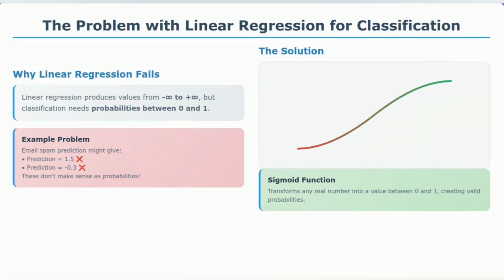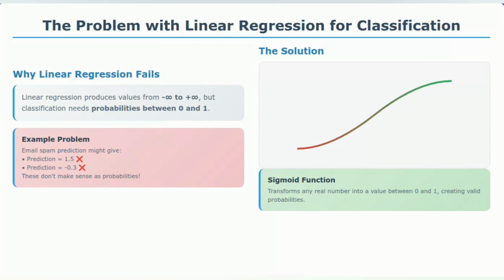You might wonder, why can't we just use linear regression for classification? Here's the issue. Linear regression gives us a straight line that can produce any value from negative infinity to positive infinity. But for classification, we need probabilities, values between 0 and 1. If we try to use linear regression to predict whether an email is spam, we might get predictions like 1.5 or negative 0.3, which don't make sense as probabilities. This is where logistic regression comes to the rescue.